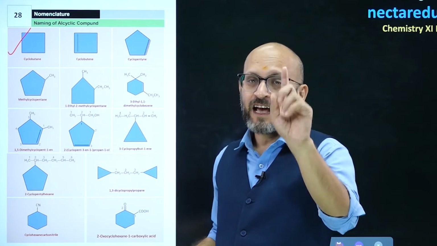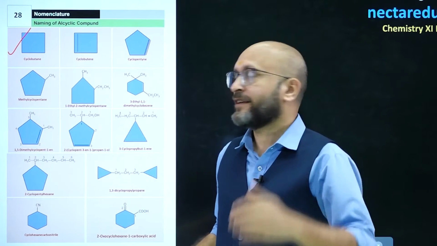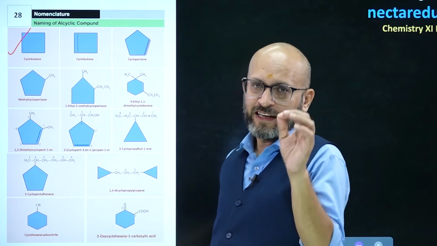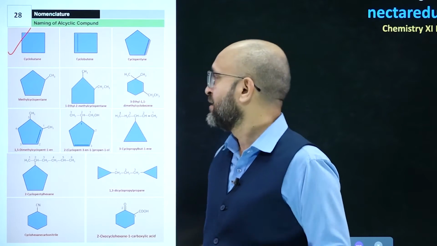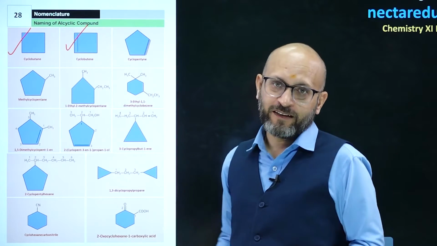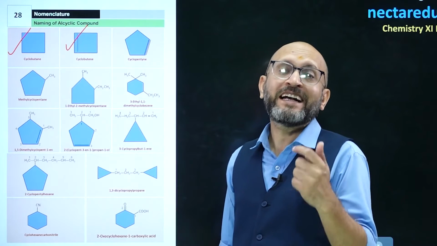If it is having one double bond, we will say cyclopentene. Here we have 4 carbons and there is a double bond. So we will name this as cyclobutene. So this is cyclobutene. 5 carbons, and we have a triple bond out here. So we will name this as cyclopentyne.